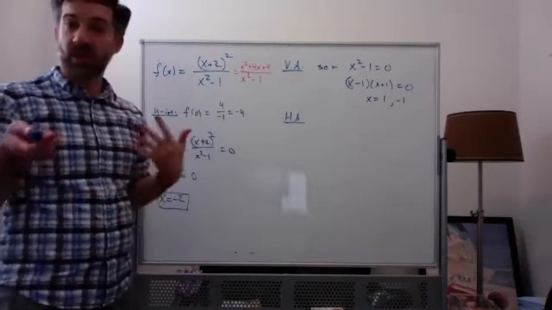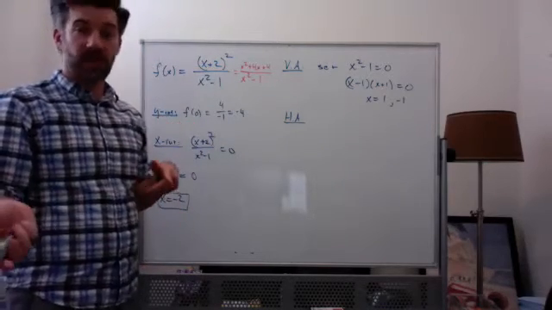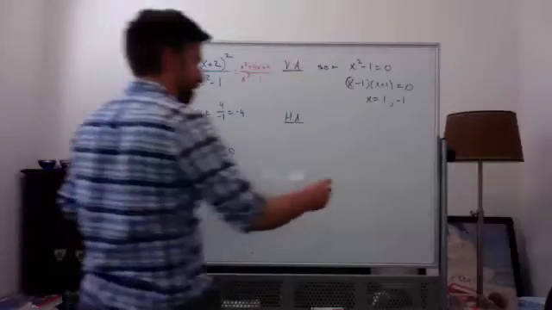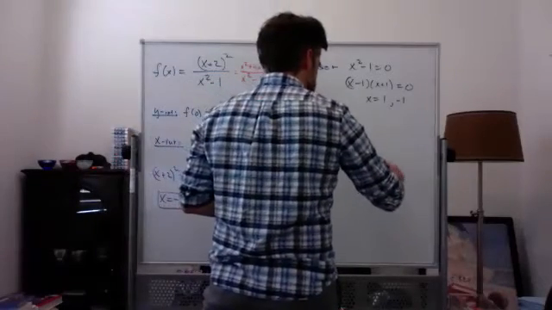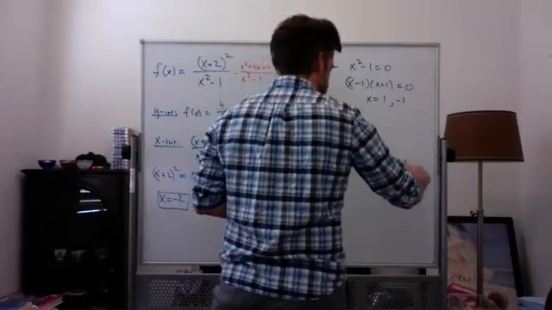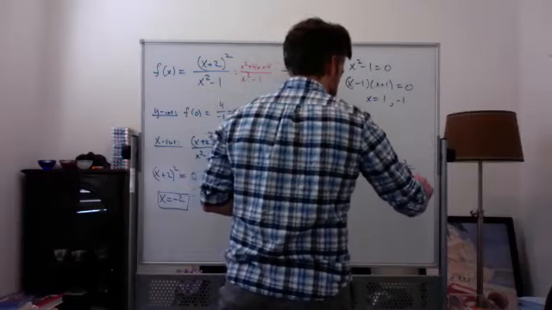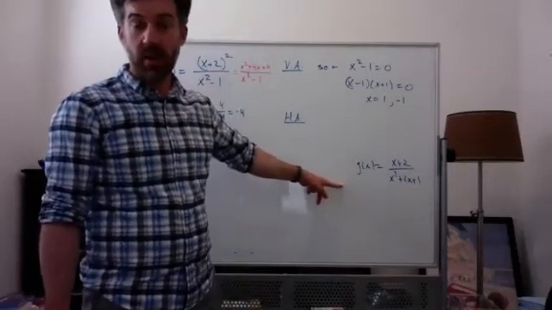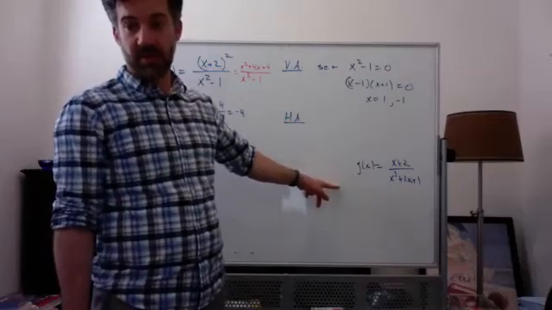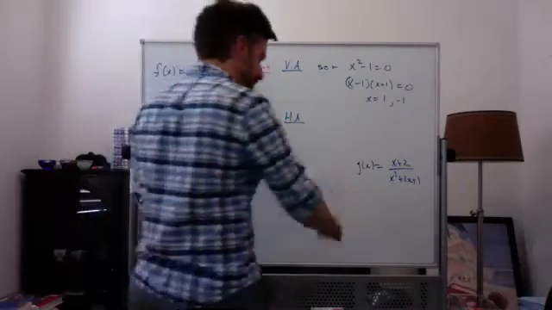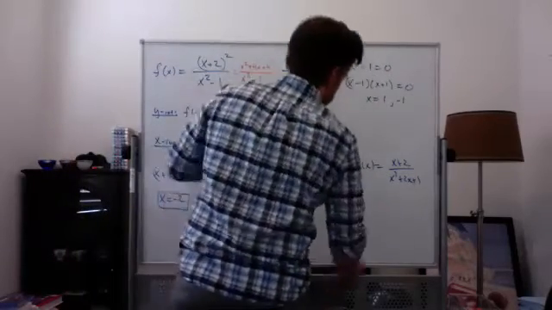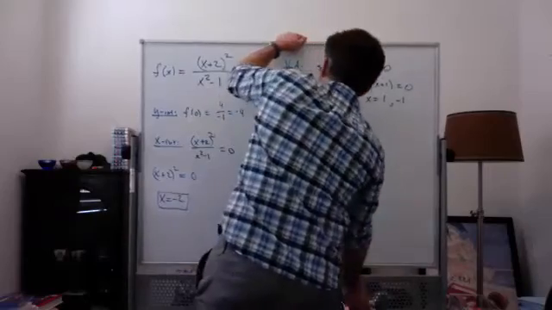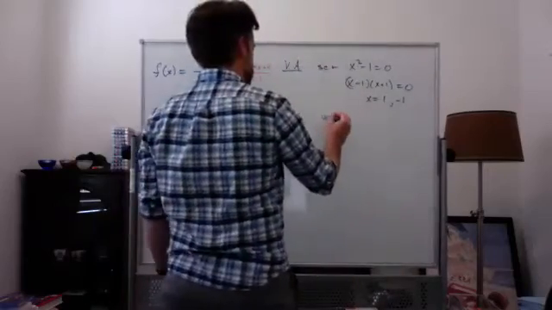If the degree on top were lesser, then the horizontal asymptote would be 0. So if you were graphing something like g of x equals x plus 2 over x squared plus 2x plus 1, this one would have a horizontal asymptote of 0 because the degree on top is strictly less than the degree on the bottom. Maybe we'll do that one next. So the horizontal asymptote here is y equals 1.